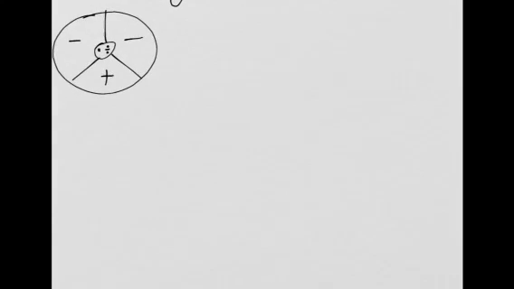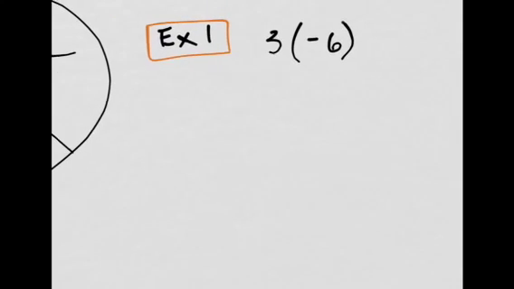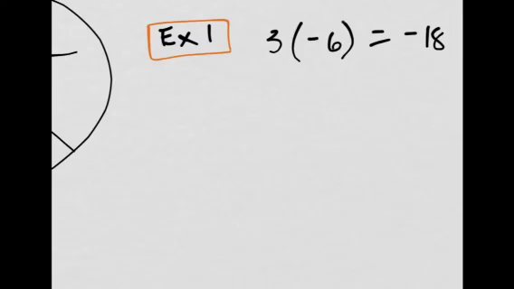This will go by quickly. I'm going to do an example. Any questions so far? All right, example 1. What if I have 3, let's write it this way, 3 times negative 6. What would this be? Anyone? So we have negative 18 here.